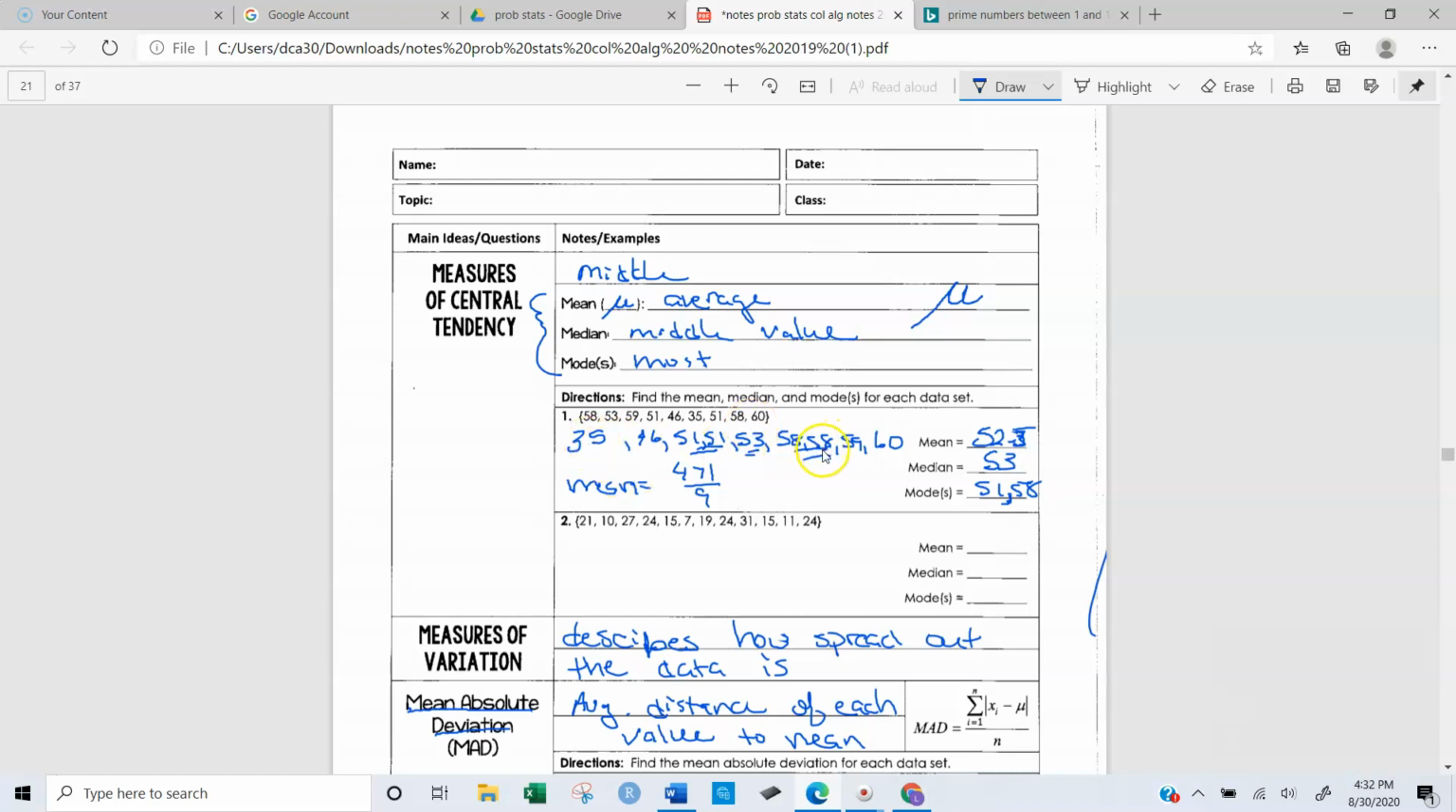So I put them in order already. I added them up. So 471 divided by 9 is your mean, which is 52.3 repeating. Your median was the 53. Then you had 2 modes. This one here is known as bimodal, 51 and 58, and that's totally possible.